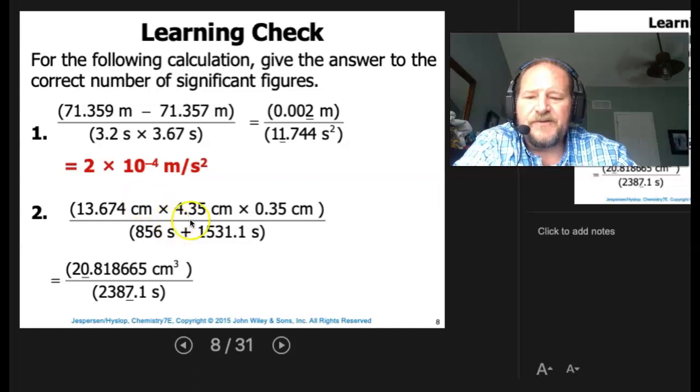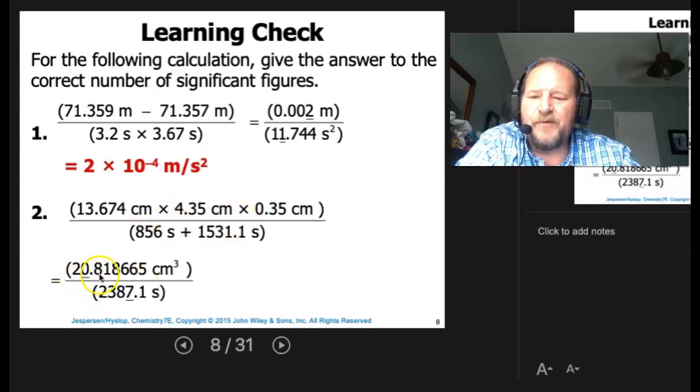So when I do the first orders, I get 20.818665. That's these 3 multiplied together. We ended up with centimeters cubed. However, we only get 2 significant figures. So this is going to be 20.8. The 8's going to round that up to 21.